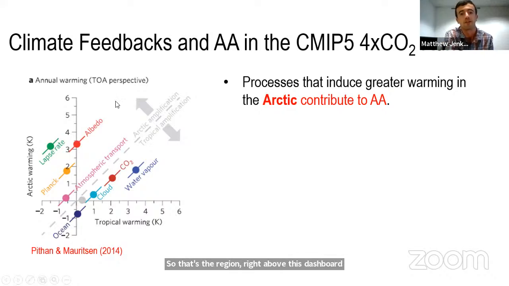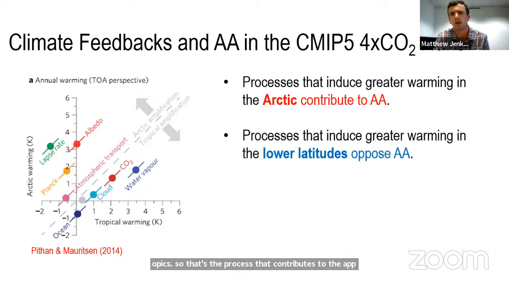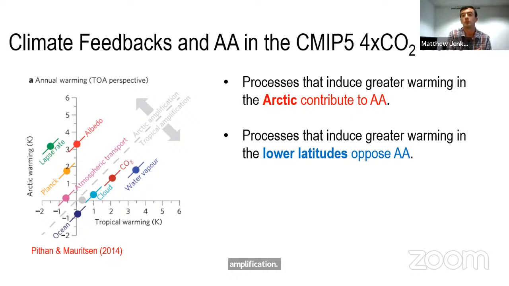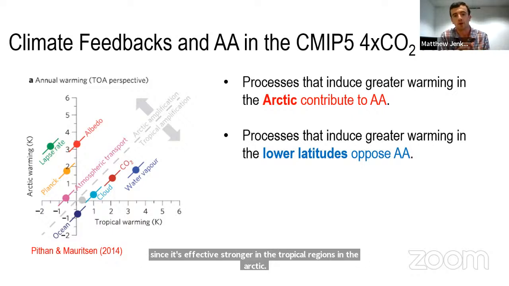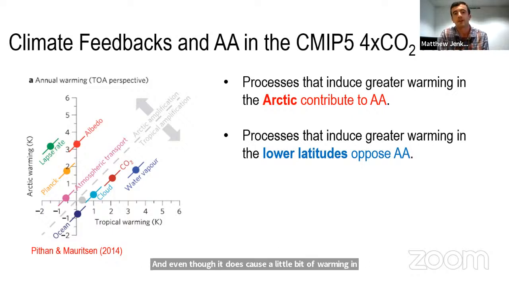For example, the surface albedo feedback contributes to greater warming in the Arctic than the tropics, so that's a process that contributes to the amplification. However, a process that induces greater warming in the lower latitudes is said to oppose Arctic amplification. Another example of this is the water vapor feedback, since its effect is stronger in the tropical regions than the Arctic. Even though it does cause a little bit of warming in the Arctic, since its effect is stronger in the lower latitudes, it's said to oppose the Arctic amplification.